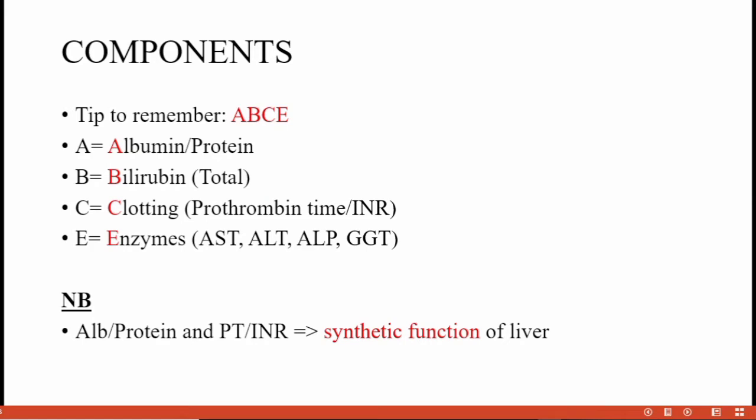Now, GGT is gamma glutamyl transferase. This enzyme is a transmembrane enzyme used in glutathione metabolism. It's also used in leukotriene metabolism. We know glutathione is responsible for reducing reactive oxygen species and their effects on the cells. So it is used in detoxification of some drugs as well.